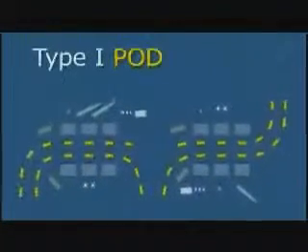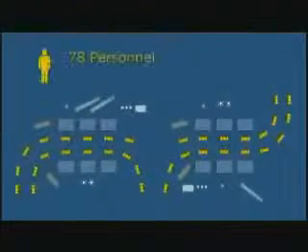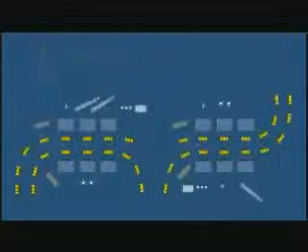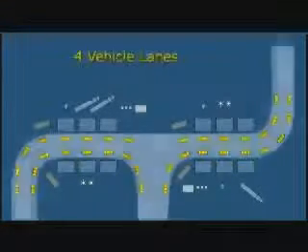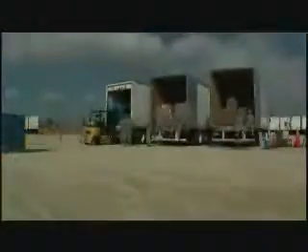A Type 1 POD is the largest and measures 250 feet by 500 feet. A staff of 78 personnel supports 12 loading points and 4 vehicle lanes. A Type 1 POD is only used in large metropolitan areas, and it serves 20,000 people per day. This is an actual Type 3 POD being set up.